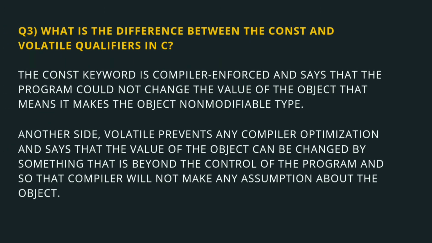Number 3. What is the difference between the constant and volatile qualifier? Constant enforces the compiler and says that the program cannot change the value of the object, whereas volatile, as I've already told you, prevents the compiler from optimization. When you put the keyword constant, that value cannot be changed throughout that program and that object is non-modifiable.